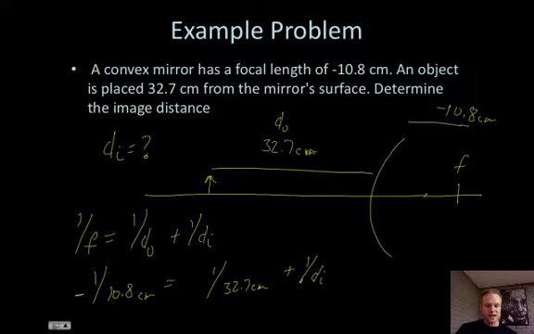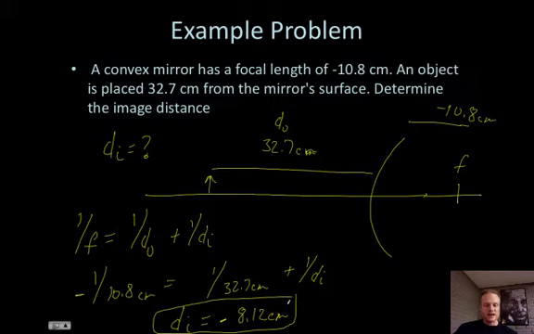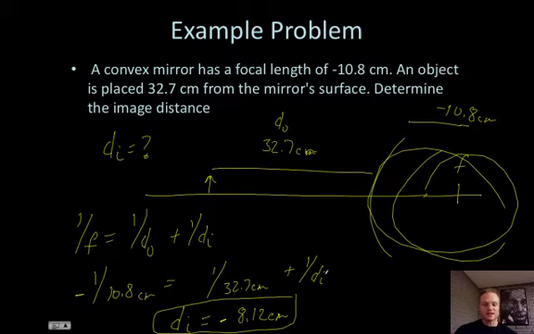So we're looking for di, and if you just do the algebra, you find a distance to the image of negative 8.12 centimeters. And that would be your answer. And this is making sense because that negative means it's virtual, so it's going to be somewhere on this right-hand side over here. It's 8.12 centimeters from the mirror. So things are looking good.